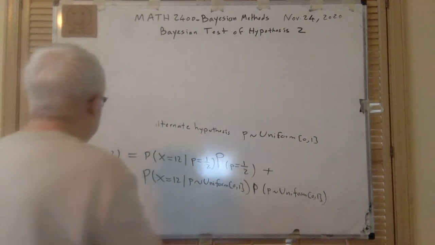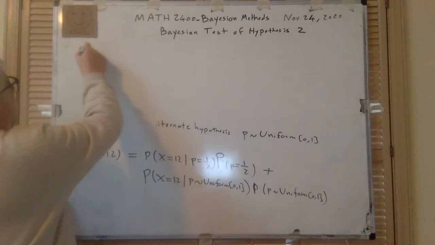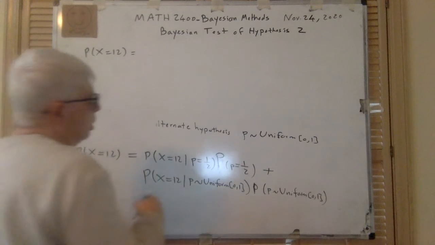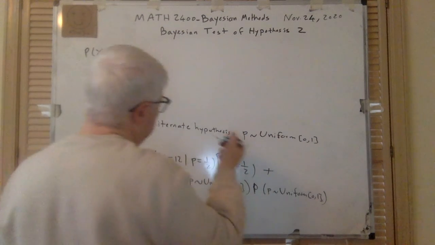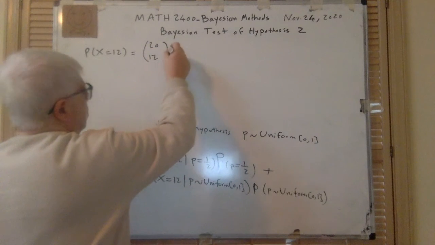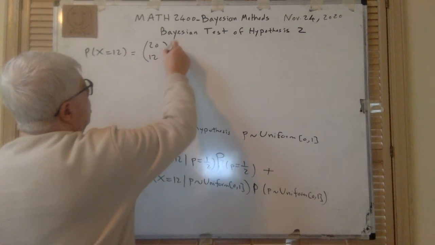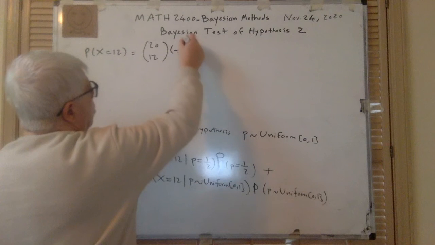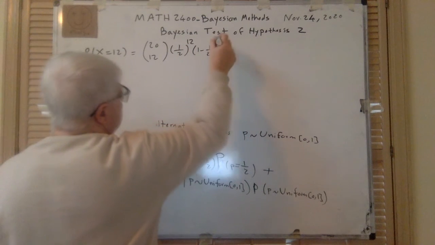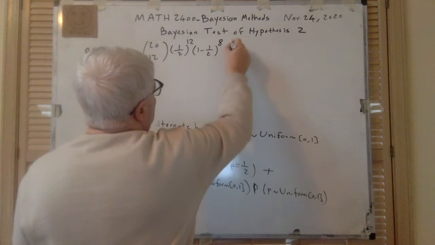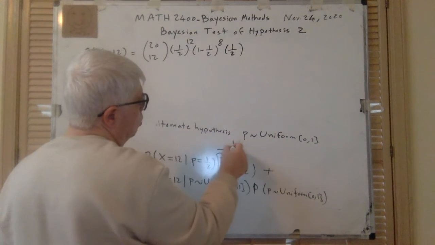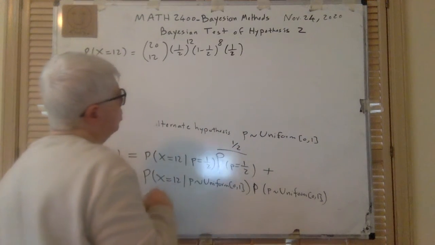Okay, so P of x equals 12 will be, the first part is, I have binomial, so that is 20 choose 12 times 1/2 to the power 12, 1 minus 1/2 to the power 8, times 1/2. So this last 1/2 is this one.